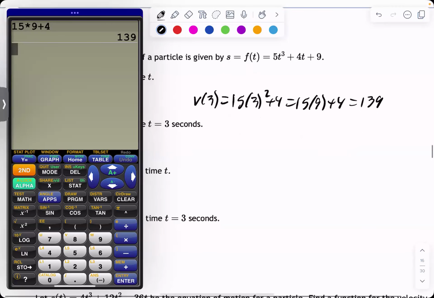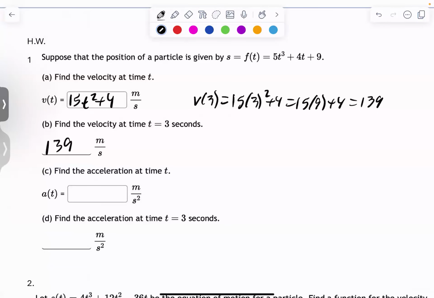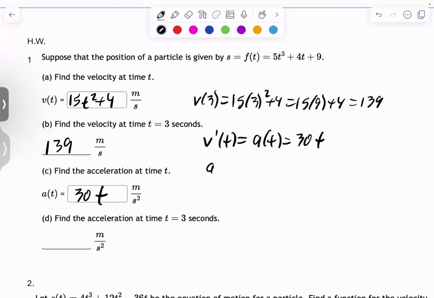So we're getting 139 meters per second. And the acceleration is going to be the second derivative. So the derivative of the velocity function is the acceleration function. And looking up at part A, that's going to be 30t. And the acceleration at 3 seconds is going to be 30 times 3, which is 90 meters per second squared.